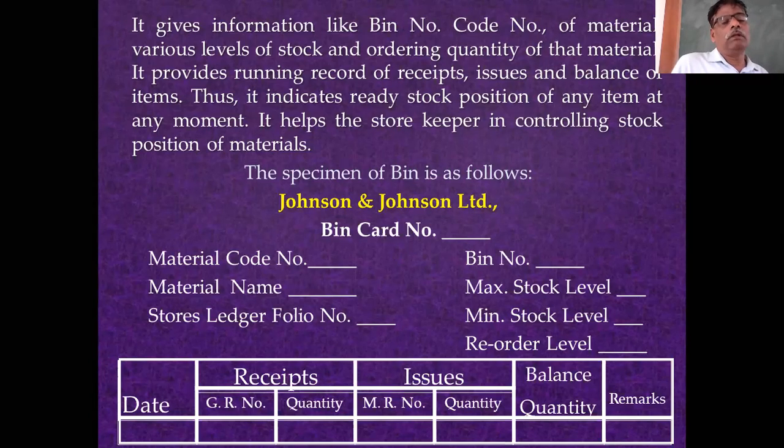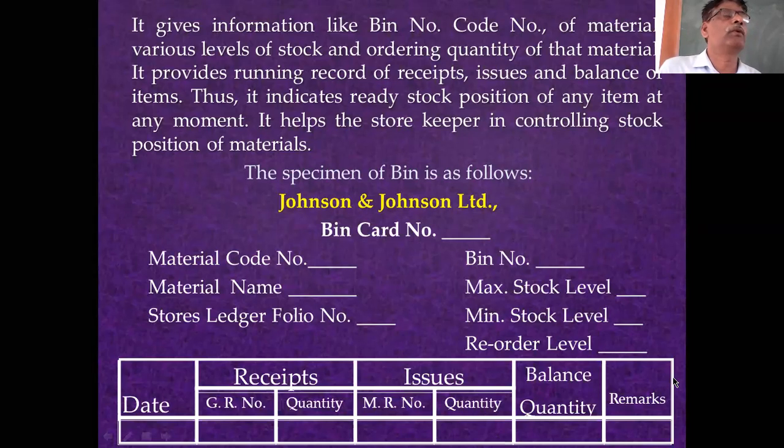In the receipt, there are 2 columns. One is GR number. GR number means goods received note number, or simply called goods received number. Whenever the goods are received, the storekeeper gives a number to that receipt. While checking the received goods, he gives the number. That is called the goods received note number.